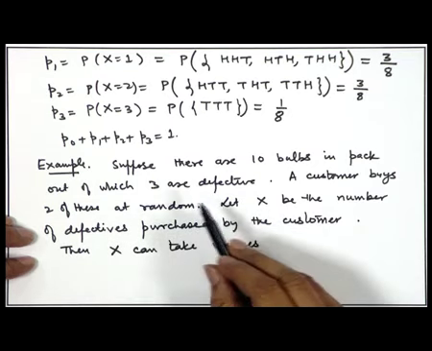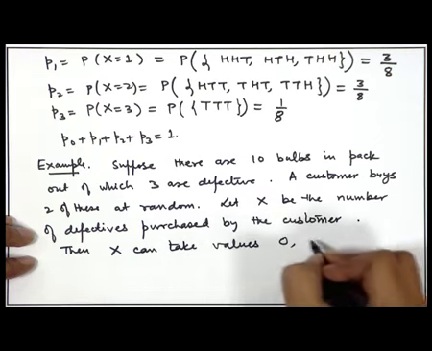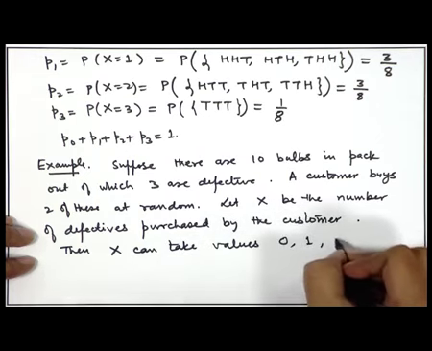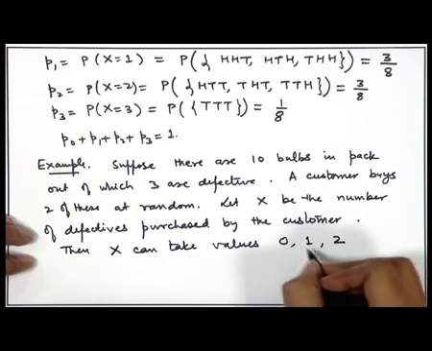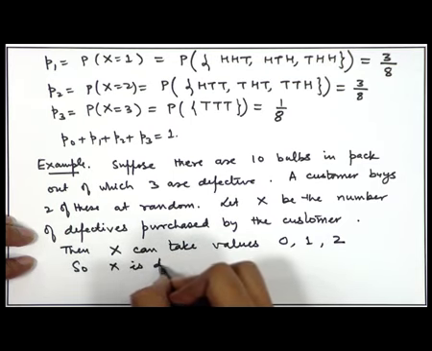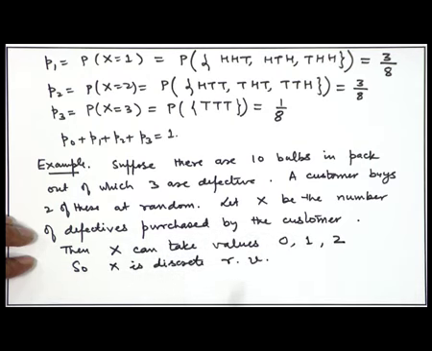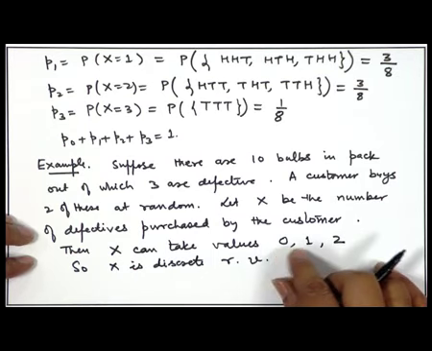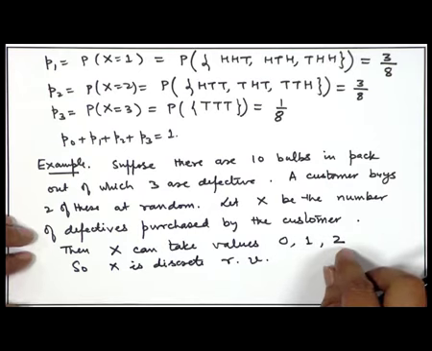So, out of 2 maybe all are good. So, that means 0 defectives, 1 may be defective or both may be defective. So, x is a discrete random variable. Now, we want to calculate the probability distribution of x. That means, what is the probability x equal to 0, what is the probability x equal to 1, and what is the probability x is equal to 2.